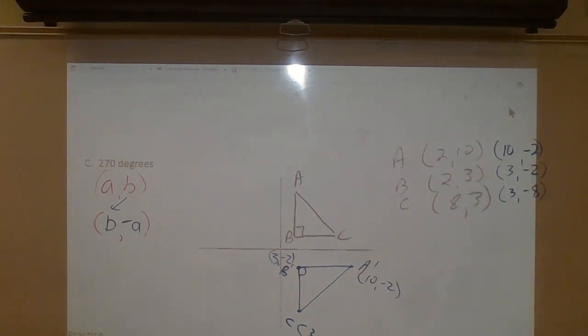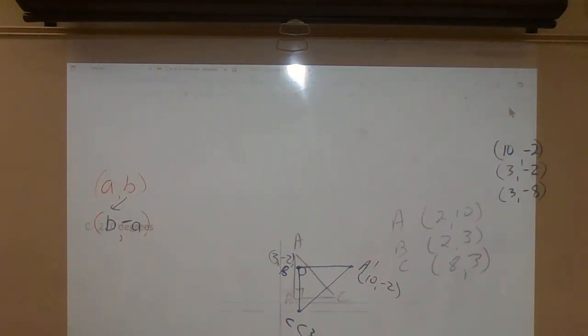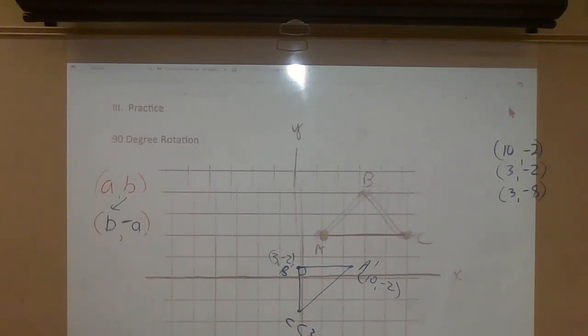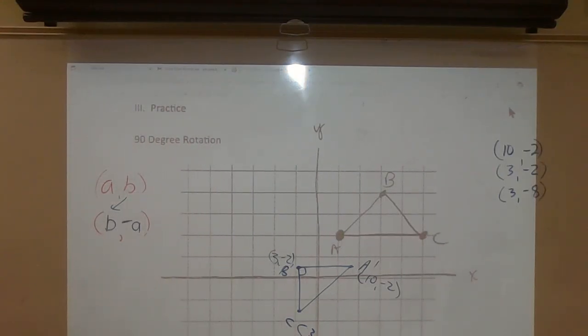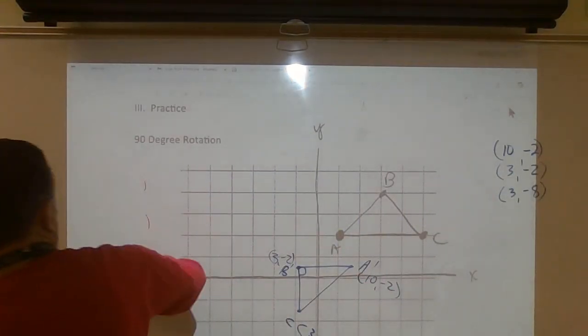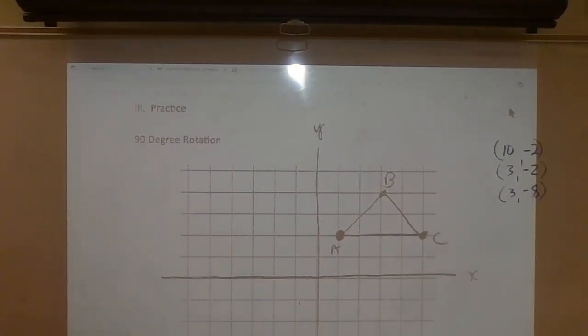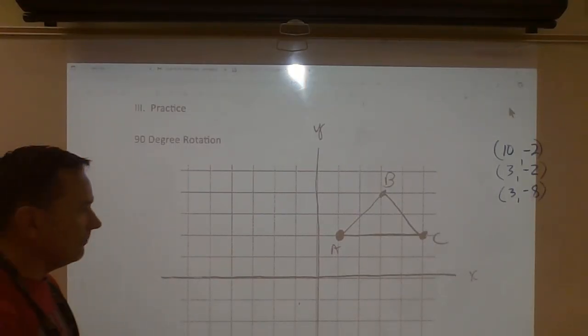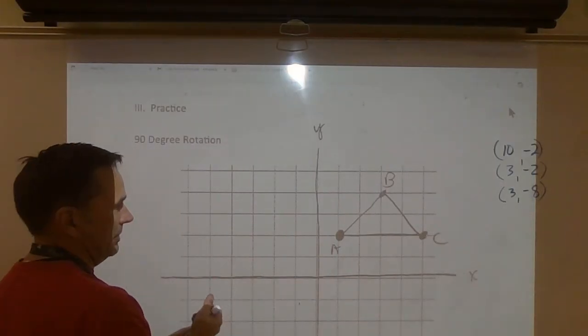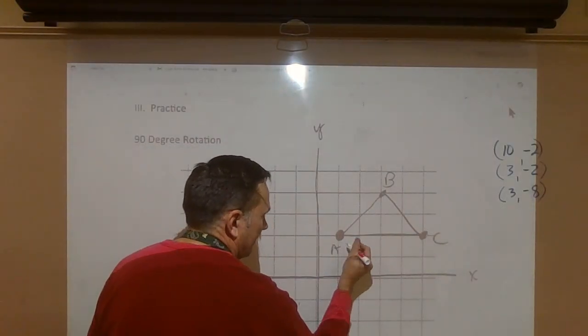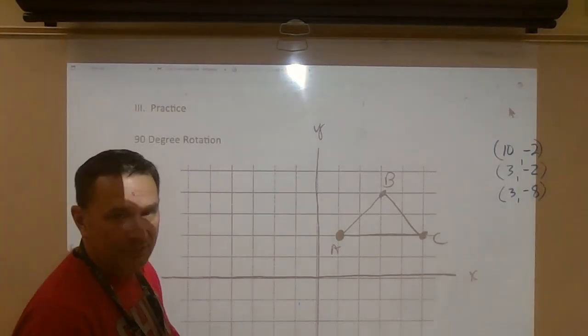when it's rotated around the center or the origin. So let's practice one. So we have A, B, and C here. A 90-degree rotation. The first thing we want to identify are points.